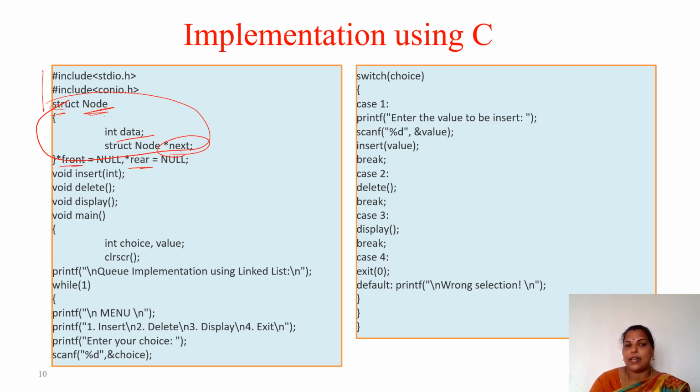In addition to this, next we are having front as well as rear. And first we are having an empty linked list, so front equal to null and rear equal to null. Then we have declared whatever functions we are using: the insert operation, delete operation, then display operation, then the main function. It is a menu driven program. All are aware of the menu driven program.